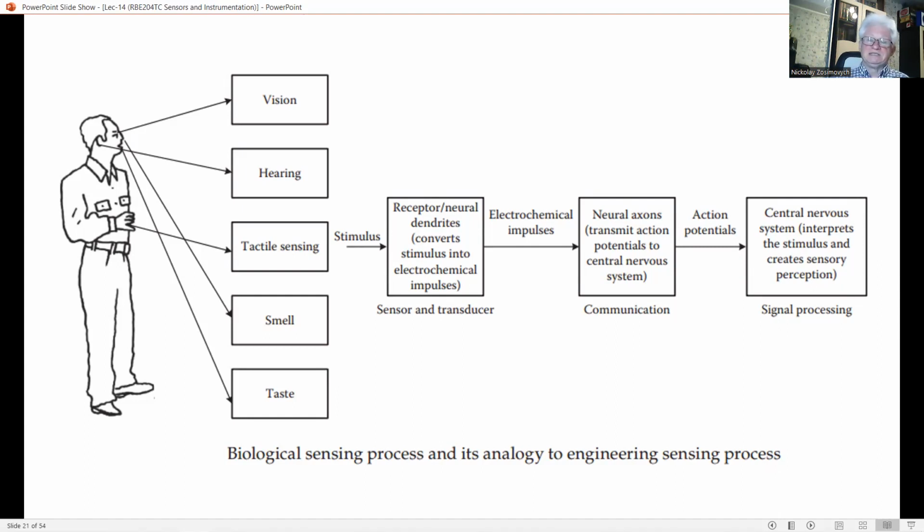An engineering sensory process, such as that used in a robot, basically uses similar processes. As we will see in the succeeding chapters or parts of our lectures, they involve sensor and transducer, transmission, and signal conversion and processing.